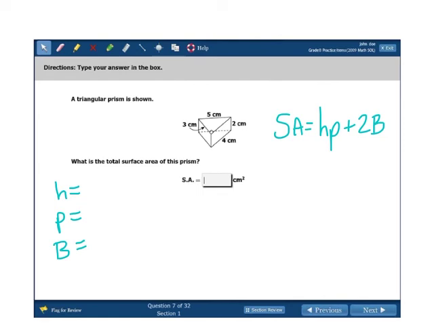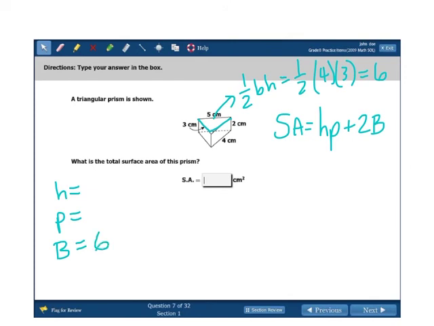The first thing I need to recognize is that if it's a triangular prism, the base is the triangle. And that makes sense because the area of a triangle is 1/2 times base times height, and the base and the height must be perpendicular. In this case, it's the 4 and the 3. Whichever way you want to look at it, whether one is B and one is H or vice versa, it's still going to work. 1/2 of 4 is 2, times 3 is 6. So the area of the base here is 6.